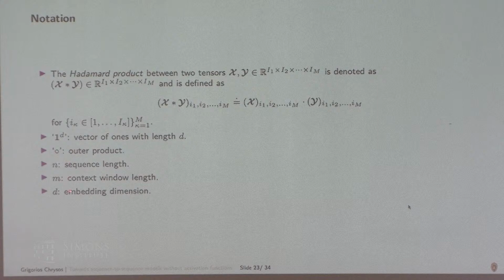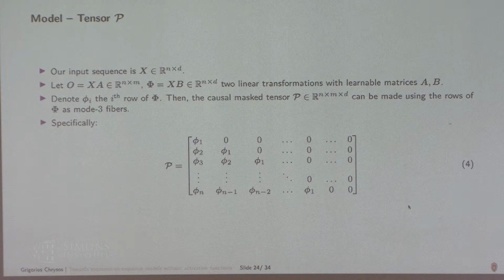And then we need 3 different symbols, n, m, and d, where n is the sequence length, right? Remember, we are trying to add 2 numbers. We have a context window, and then we have an embedding dimension, our feature size. So with these 3, we can get to the formulation, which is we have our input sequence, n times d, right? So we have these 2 numbers. We extract the embedding dimension, each token d-dimensional, and then we compute two linear transformations, O and phi, and through phi we format this tensor P.